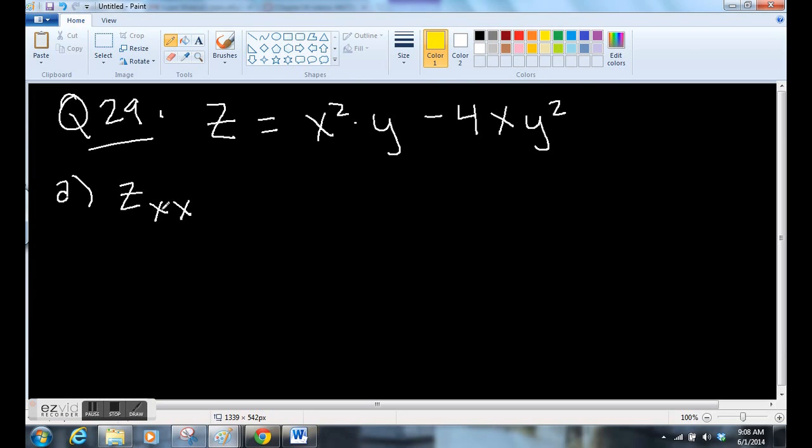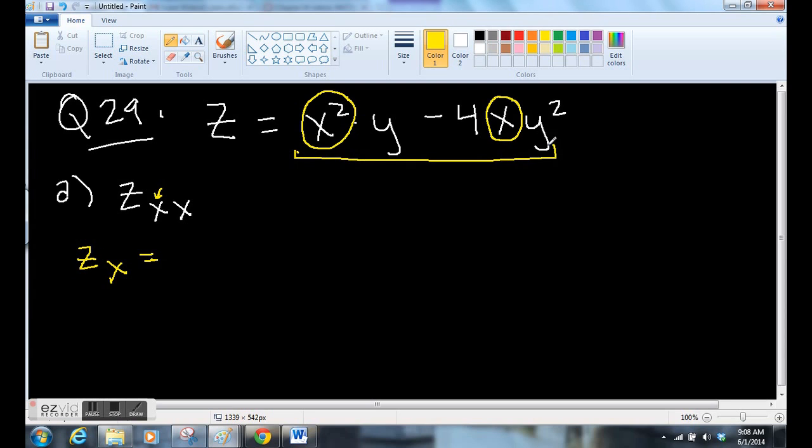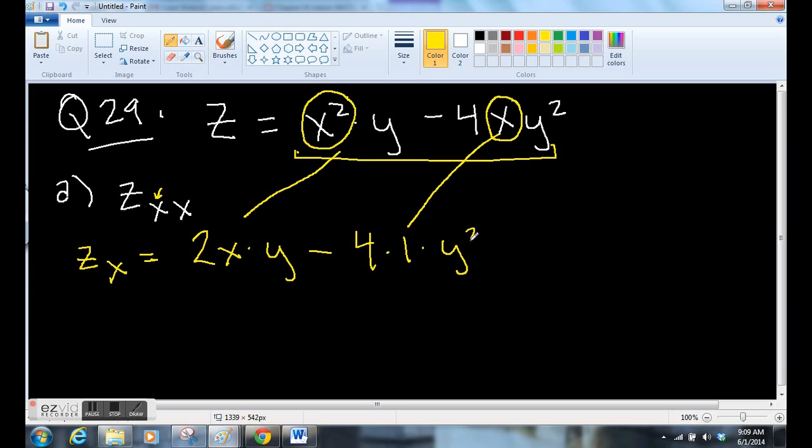One thing I like to do for these is I like to circle the variable that I'm taking the derivative of. It just keeps my life simple. So the first one, I'm doing the first derivative. Let's do it like this. The first derivative of z in terms of x, z with a little x at the bottom, we're going to take the derivative of this function. So the derivative of this piece, x is our variable, that's 2x, and then y is a constant, so I just write it, just y, that's easy, just comes along for the ride. And the derivative of this piece is minus 4. X is the variable, so the derivative of x is 1, and y is a constant, so it's 4y squared. That's just the first derivative, right?